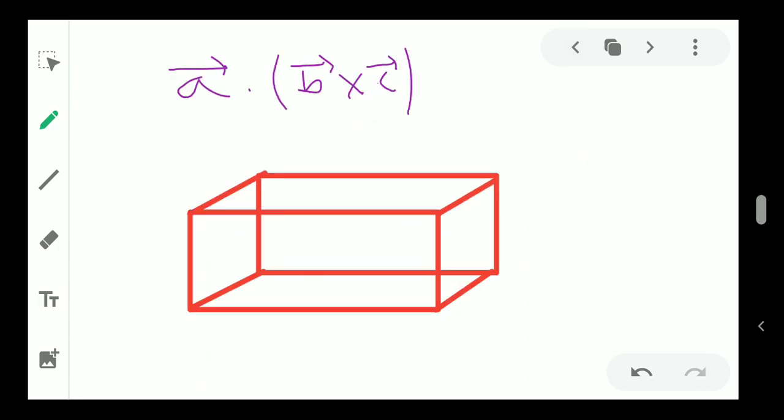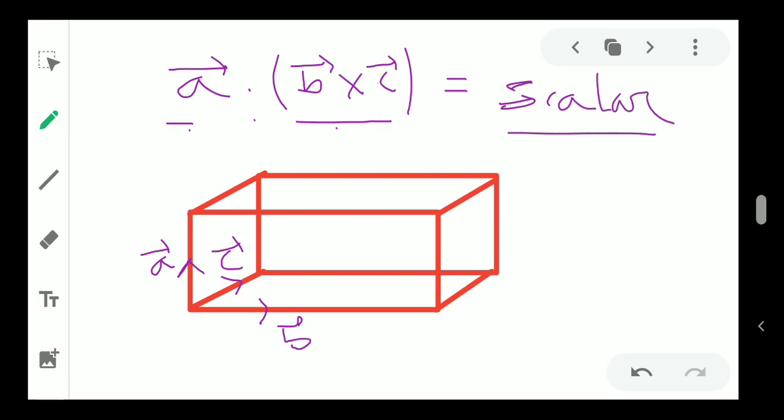In the same manner, if you have three sides like this, say this is B, this is your C, and this is your A. So in that case, you know that B cross C is upward, and with A, ultimately this will result in a vector, and that vector is getting a dot product with the A vector. So ultimately my result will be a scalar quantity, right? And I know that volume is a scalar quantity.